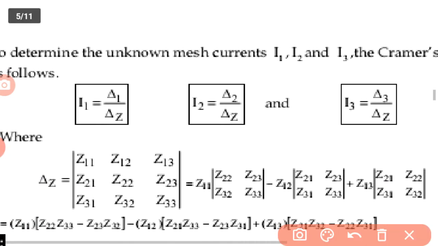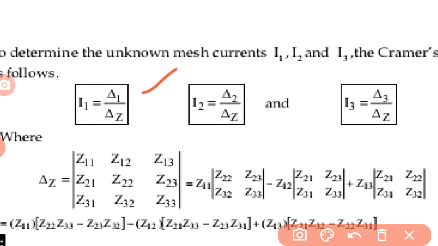Then we find out the value of I1, which is equal to delta 1 by delta Z. I2 is equal to delta 2 by delta Z. And I3 is equal to delta 3 by delta Z. In this way we find out the values. So when the network is given, the number of mesh equations required must be found out.